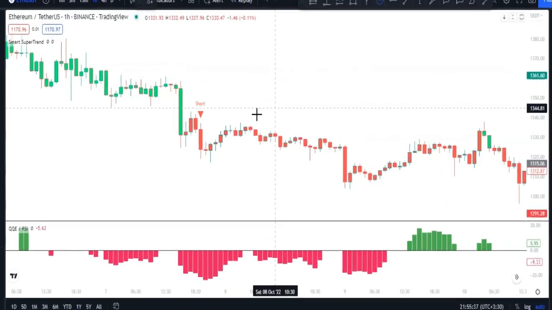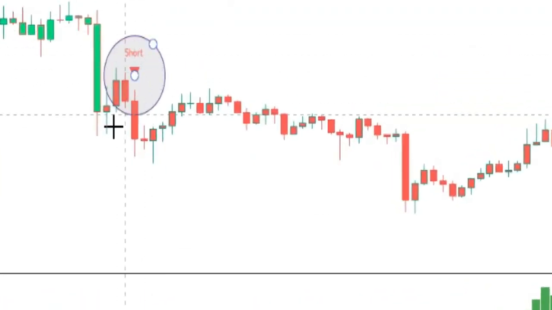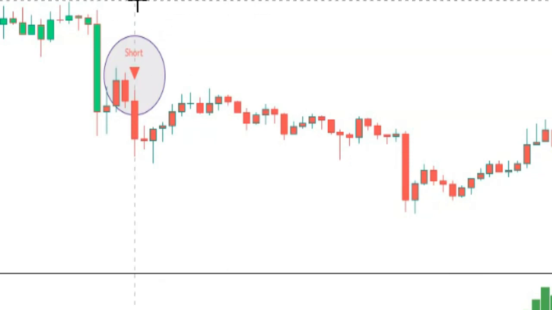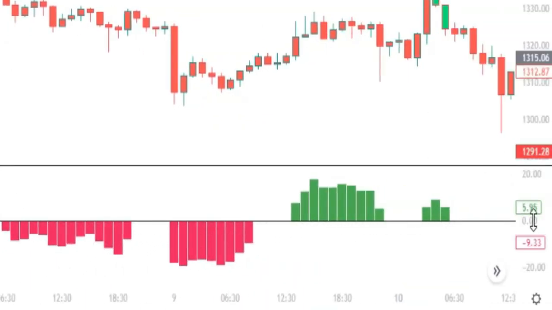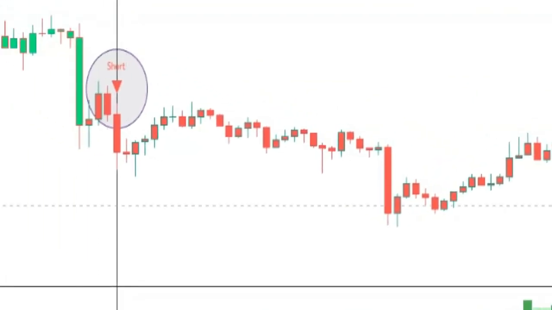And a short signal is valid whenever there's a short signal by the super trend indicator and the QQE histogram should be red and it should be below the 0 line. So this short signal would be valid.